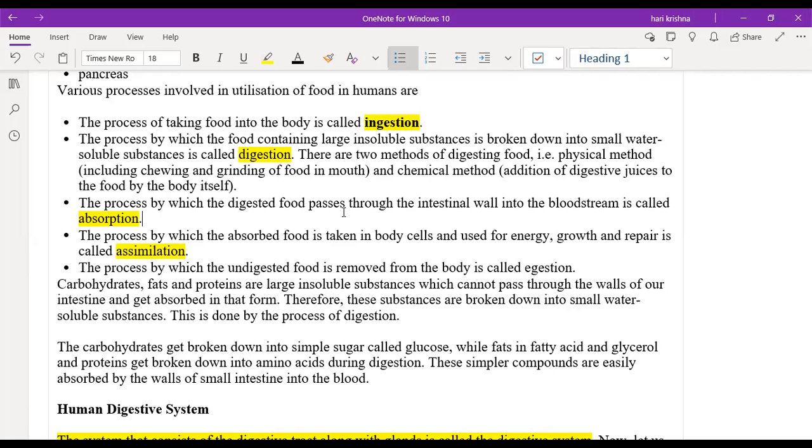And the last one is, whatever the undigested food is there, it will go into the large intestine. From there, it will connect to the anus. That is the removal of the undigested food, called egestion. So these are the 5 different steps in the utilization of the food in human beings: ingestion, digestion, absorption, assimilation, and egestion.